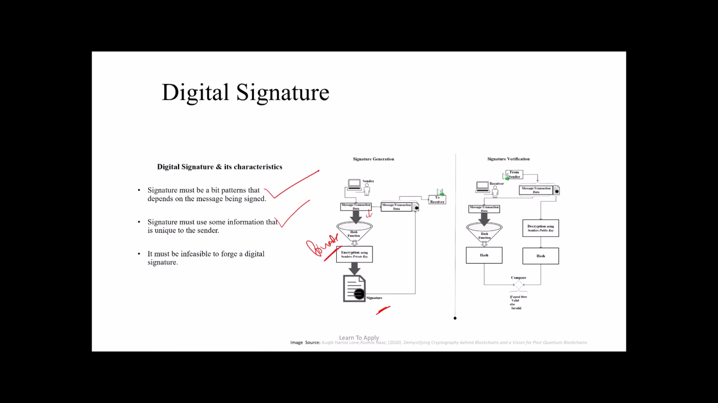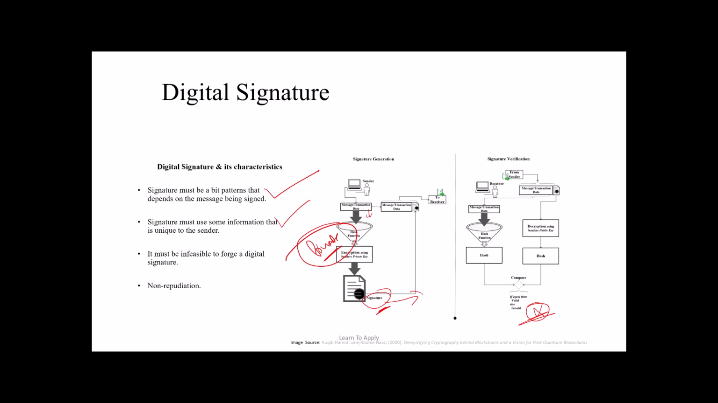Another property is that it is impossible to forge a digital signature. Yes, because if someone gets this signature and tries to modify it, he will not be able to sign it, as he does not have access to the private key. He does not have access to the private key, so he will not be able to produce the signature. He may forge it, but that will be invalid because it will not result in the same hash.